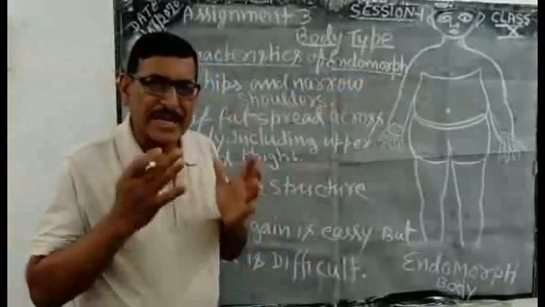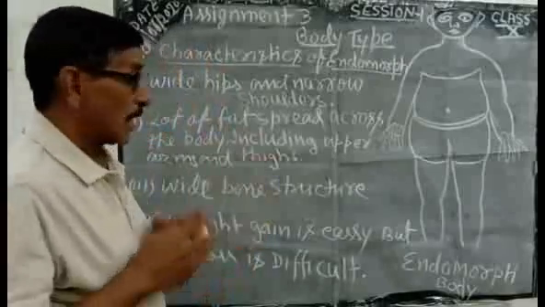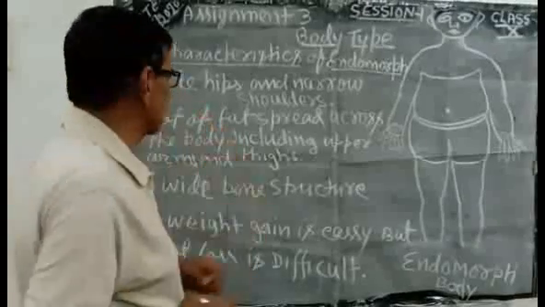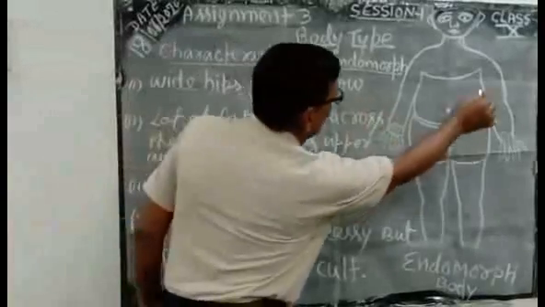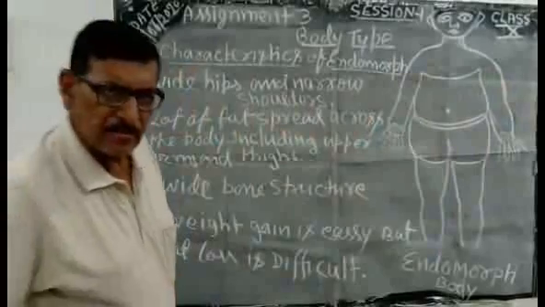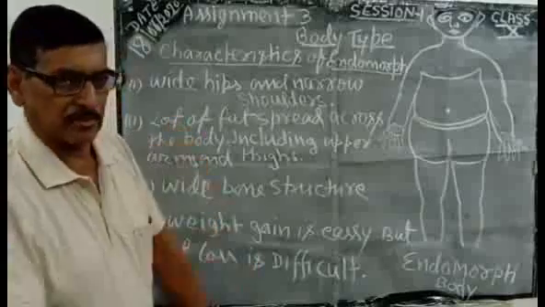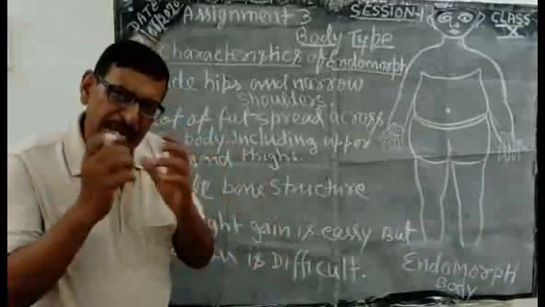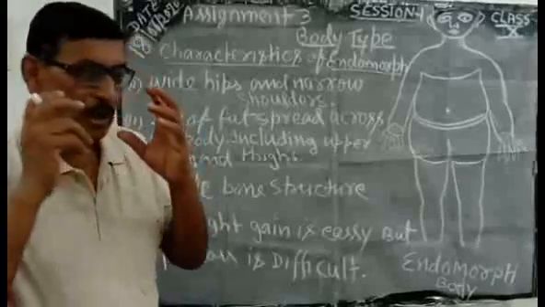So we can say second characteristic, a lot of fat spread across the body, including upper arms and thigh. Now, third, wide bone structure. Now, fourth characteristic, weight gain is easy, but fat loss is difficult.